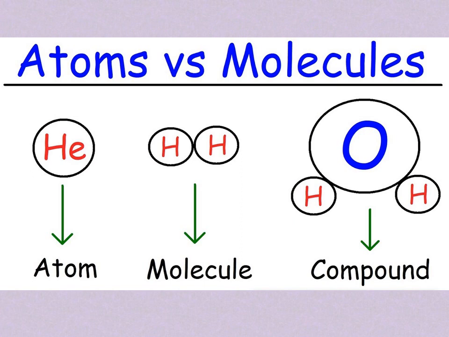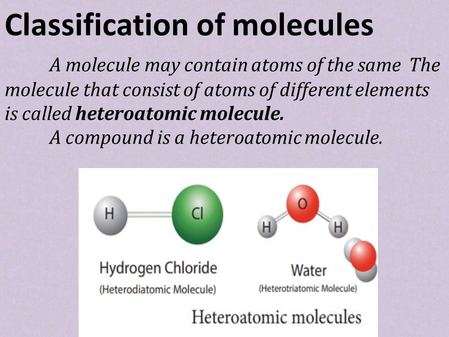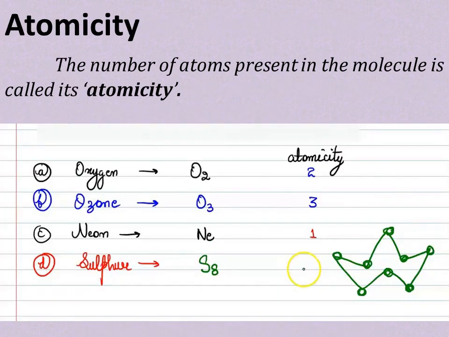If the molecule is made of similar kind of atoms, then it is called a homoatomic molecule. If the molecule consists of atoms of different elements, then it is called a heteroatomic molecule. A compound is a heteroatomic molecule. Atomicity. The number of atoms present in the molecule is called its atomicity.